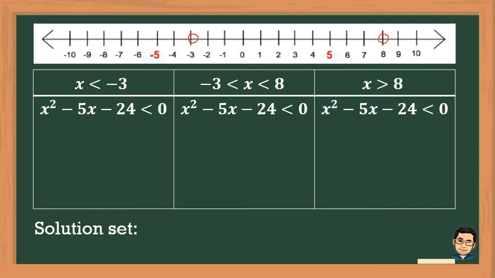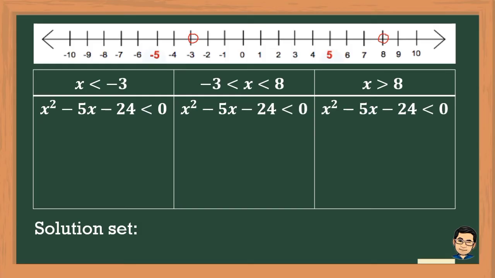Okay. So, next. Using the interval, sa left side ng negative 3, the interval will be x is less than negative 3. And then, yung sa gitna ng negative 3 and 8, that is x is less than 8 but greater than negative 3. And then, sa right side naman ng 8, x is greater than 8. So, now, let's start. Sa x is less than negative 3, ang kukunin nating test point is negative 4.